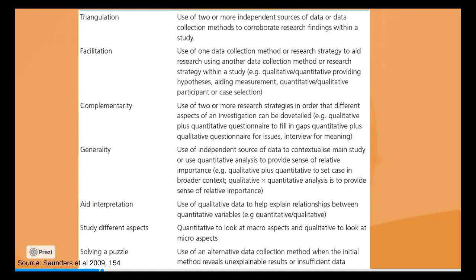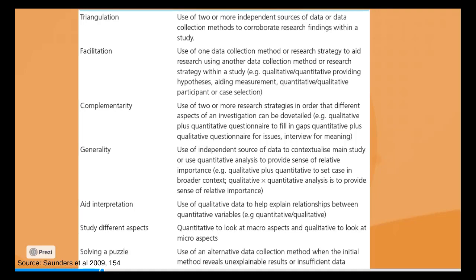You cannot call it triangulation if the two methods are used to cover different research questions, for instance. To make this more complicated, you can also triangulate other things other than methods. You can triangulate data sources or investigators or theoretical approaches. But for this discussion, we are talking about methodological triangulation, not the rest. If you are mixing methods for other reasons than the two methods corroborating each other, you are still mixing methods, but you are not triangulating.